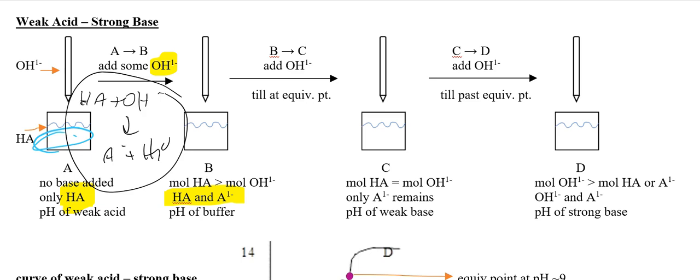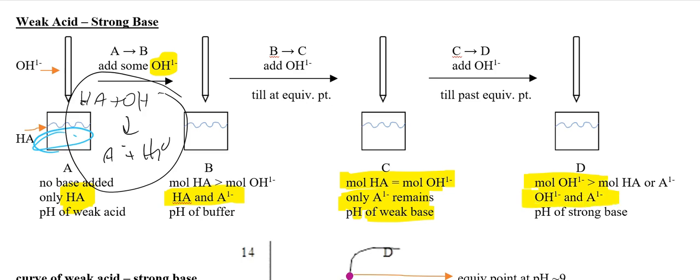We move along. Once the moles of the weak acid equal the moles of the base, you're not going to have a neutral solution anymore, because you're going to have that conjugate base hanging out. So now our pH is going to be that of a weak base rather than that of neutral. Same thing happens once we add more base than acid.